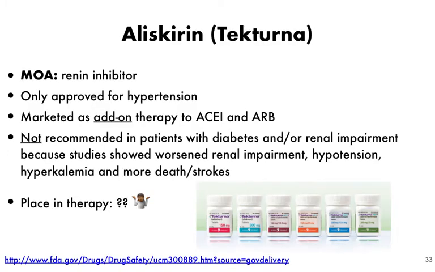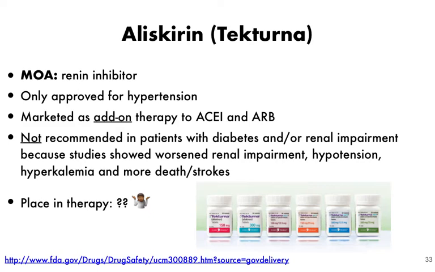And now we have come to aliskiren. The brand name of this is Tekturna. If ACEs and ARBs are first cousins, then aliskiren is that weird family member who shows up at the family reunions and nobody is quite sure how they're related. The aliskiren is a renin inhibitor, so I suppose it's related because it's in the renin-angiotensin system.